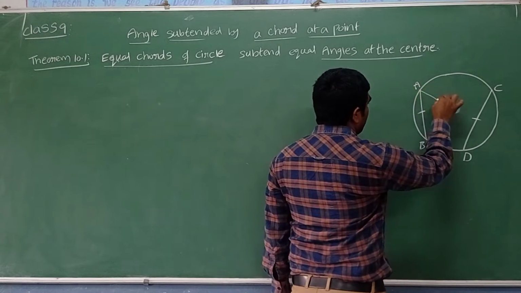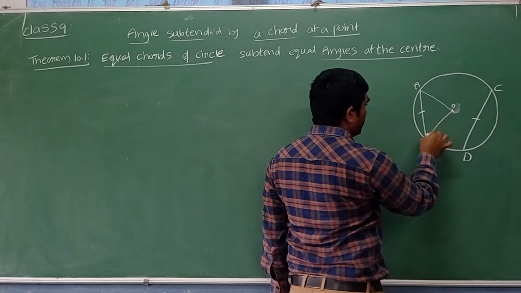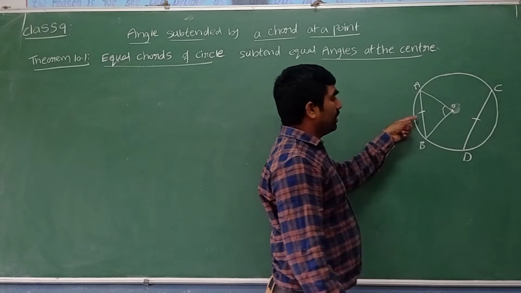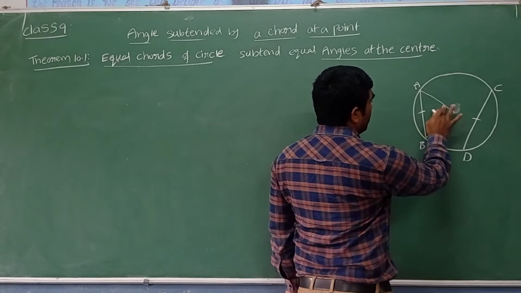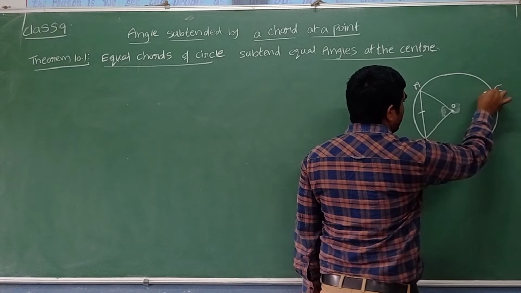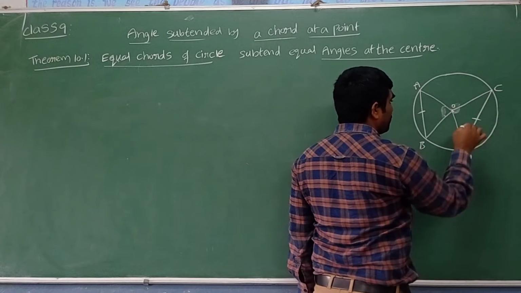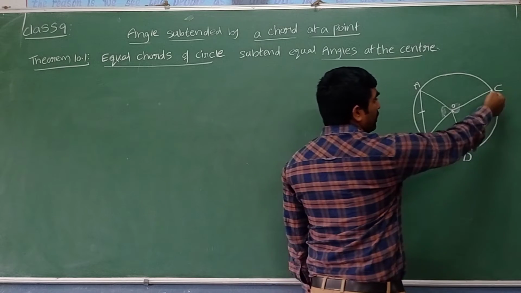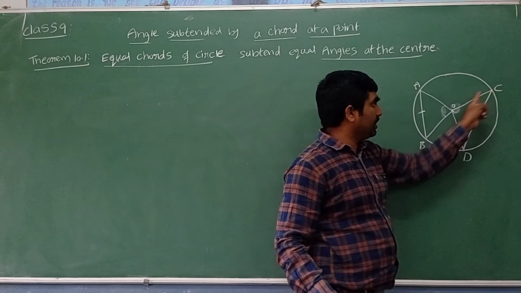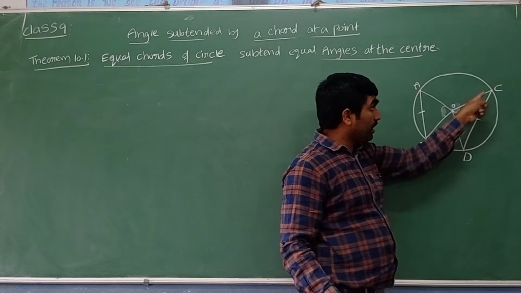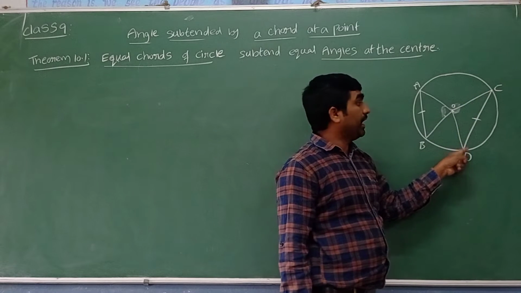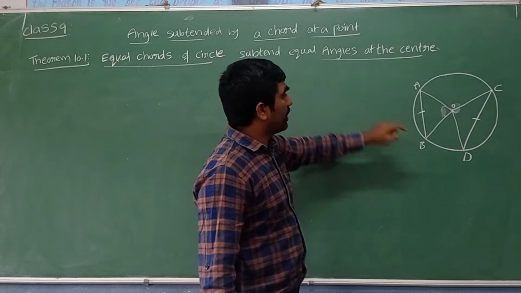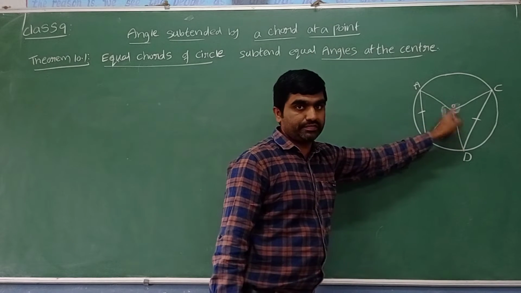Now join AO and OB. Angle AOB is the angle subtended by the AB curve. Similarly, join OC and OD. Angle COD is the angle subtended by curve CD at center O. They are asking us to prove that these two angles are equal.